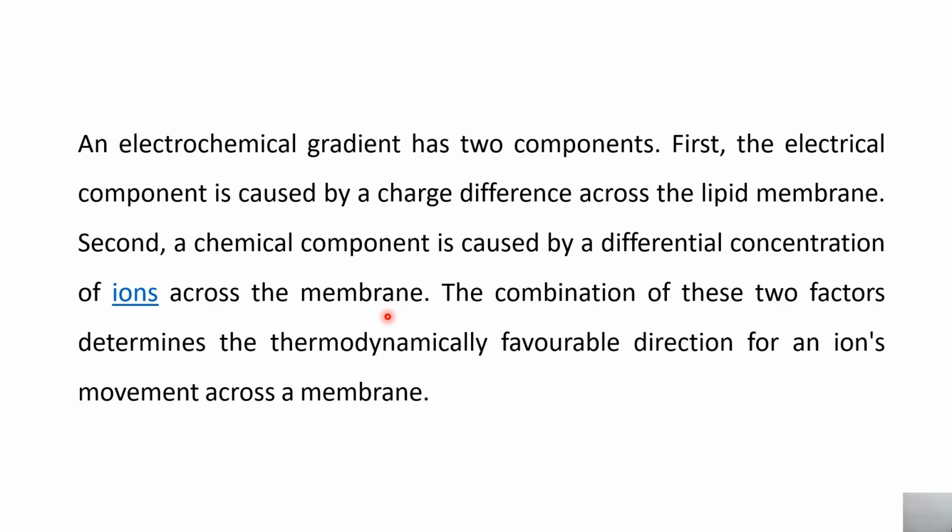An electrochemical gradient has two components. First, the electric component caused by a charge difference across the lipid membrane. Second, a chemical component caused by differential concentration of ions across the membrane. The combination of these two factors determines the thermodynamically favorable direction for an ion's movement across the membrane.